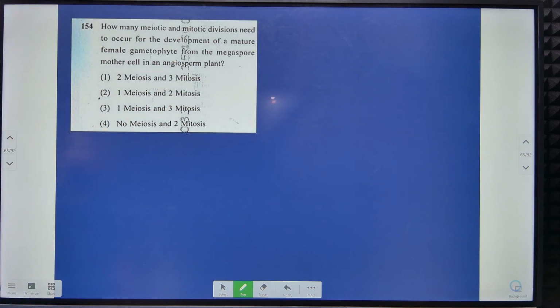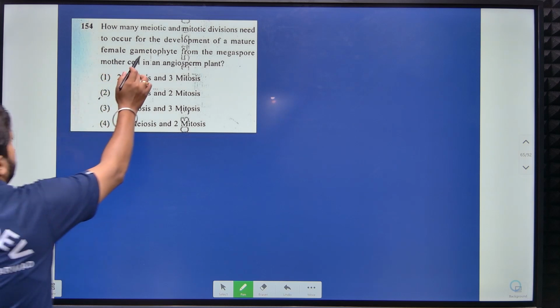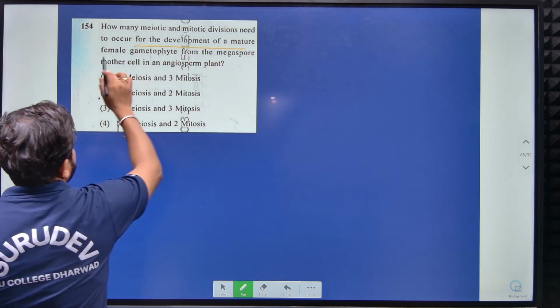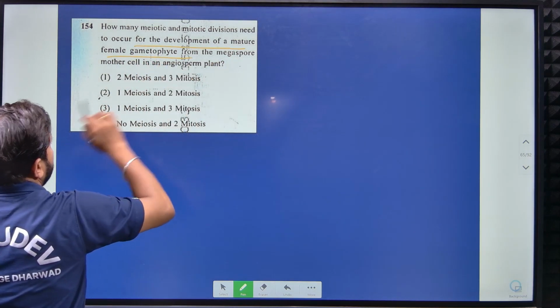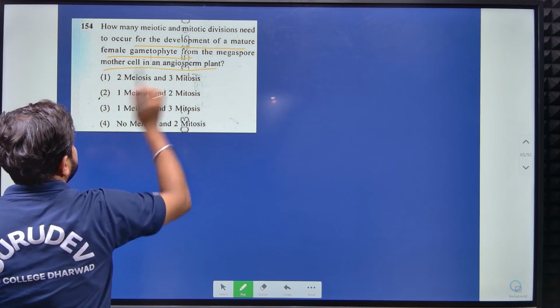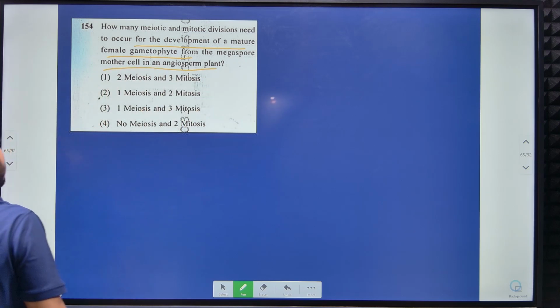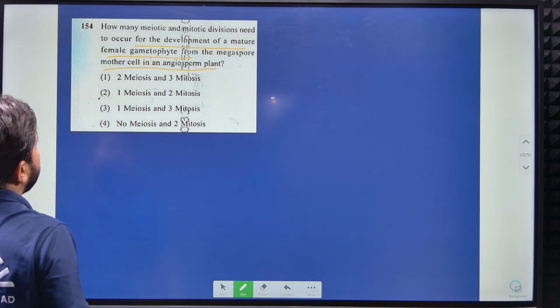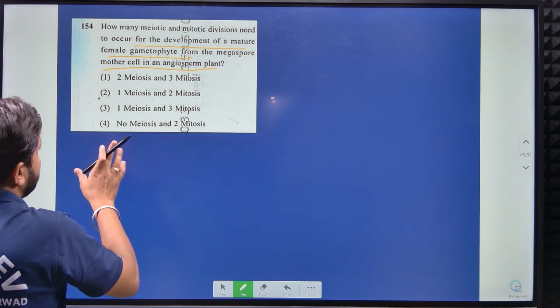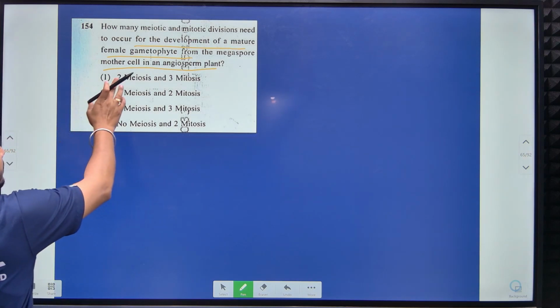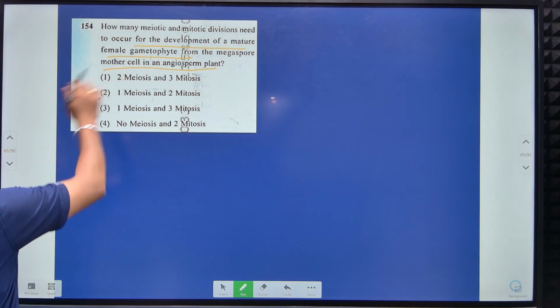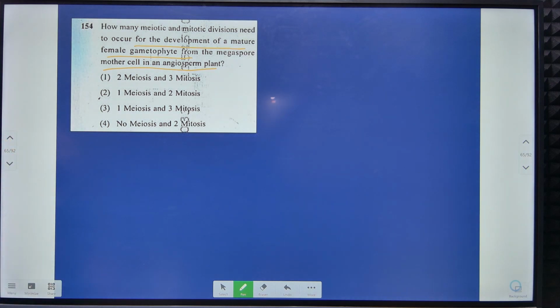Then, how many meiotic and mitotic divisions are needed for the development of a mature female gametophyte from the megaspore mother cell in an angiosperm plant? How many meiotic and mitotic divisions need to occur for the development of a mature female gametophyte from the megaspore mother cell?